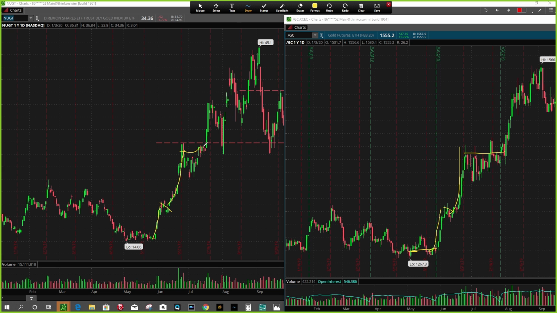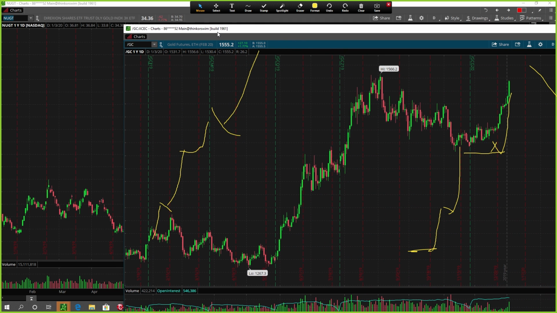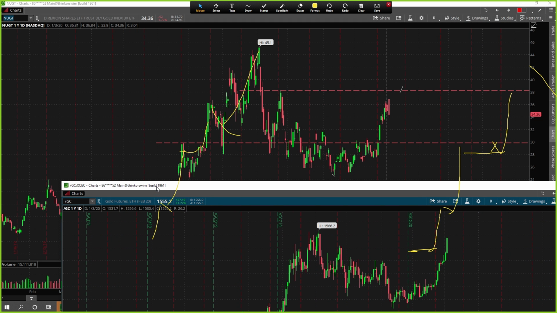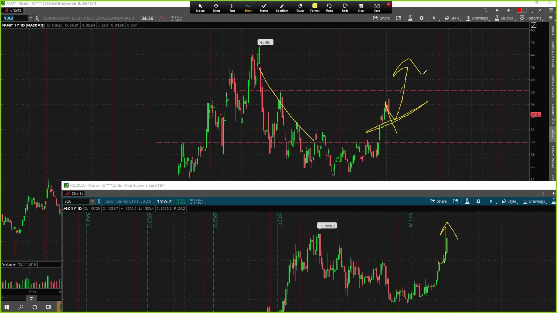NUGT kind of pulls back. And we push up, and we push up. And we pull back, and we pull back. And we go higher, and we go higher. And then when the gold futures finally do, in fact, top out for a little bit and pull back, you will see that, in fact, NUGT does pull back. So when NUGT is pulling back, yet the gold futures are cruising higher, why would that be the case? This raises concern to be very bullish on gold.